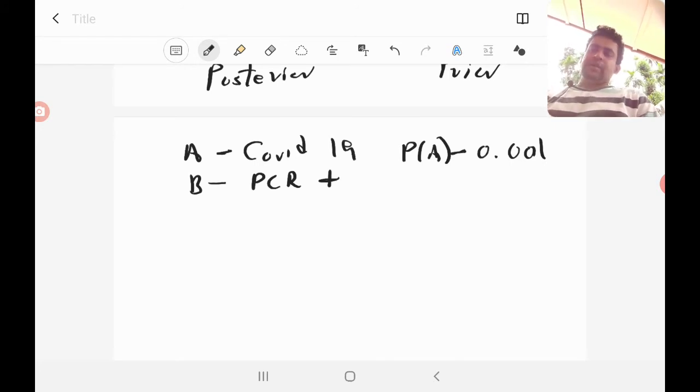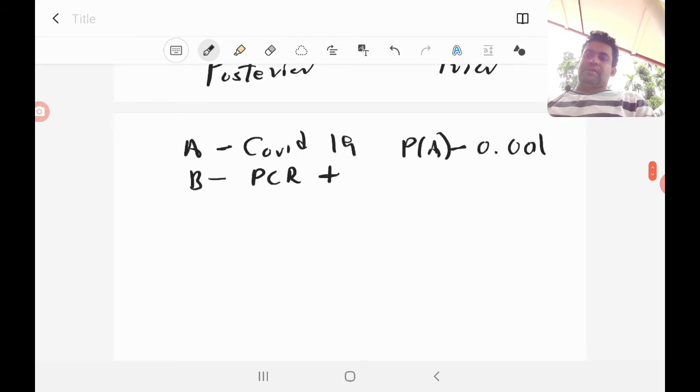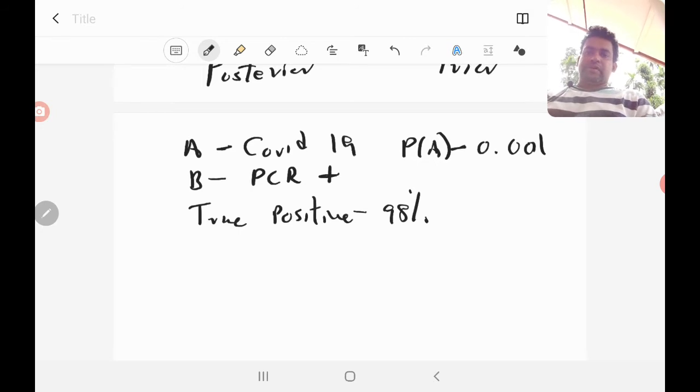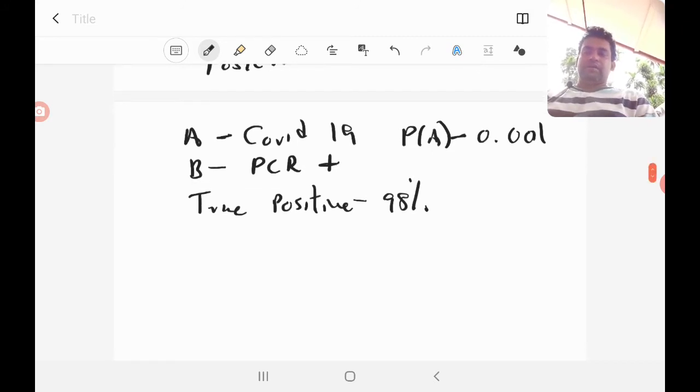And similarly, for any test, particularly for those indirect tests, there is an error rate. So we can define the error rates like this. We'll say the true positive rate is 98%. These are just arbitrary numbers, not actual numbers. That is, if you take 100 people who actually have COVID and do the test, for 98 of them the test will be positive, and for 2 of them the test will be negative. So that's the true positive rate.